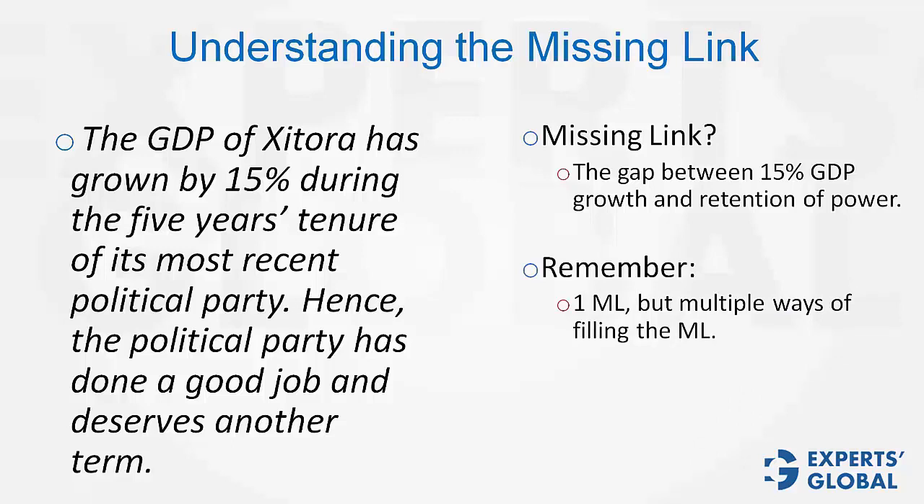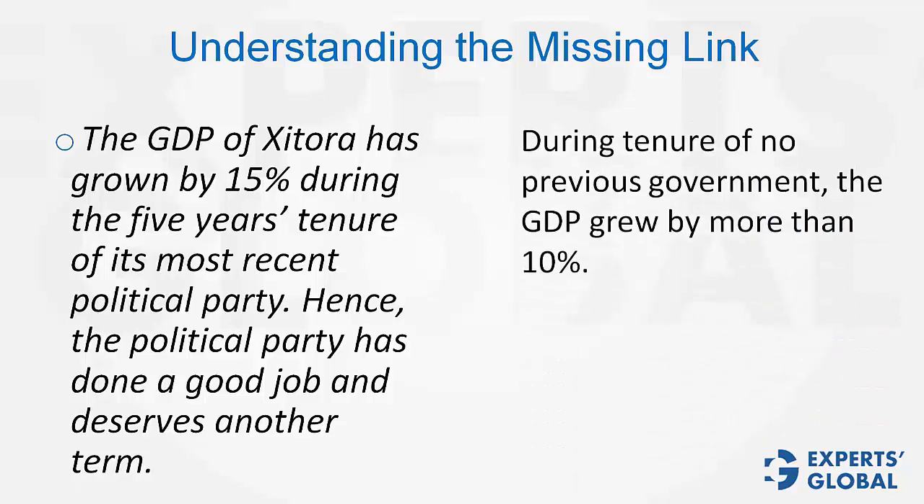Let's take some examples. Look at this. During tenure of no previous government, the GDP grew by more than 10%. So, if never before the GDP grew by more than 10%, and in the tenure of the current government, it grew by 15%, then the missing link between the information and the conclusion is filled.